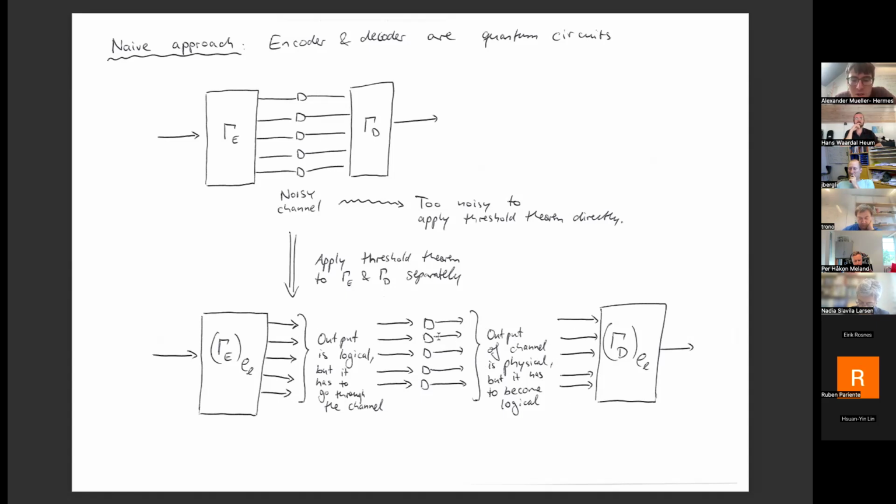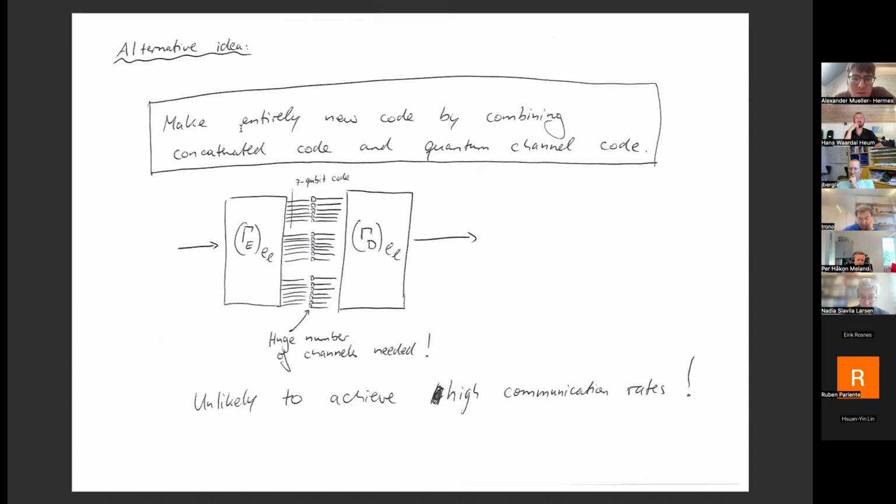If you use 7 to the L qubits, maybe what you could also do is make an entirely new code by combining the quantum channel code and the concatenated code, but you would need a lot of channels to do this, right? The number of qubits that the concatenated 7-qubit code uses is exponentially large in the level. So this is unlikely to be achievable with high communication rates. In particular, if you want to make the overall error as small as you want, you would have to increase the level, which means your number of channels has to scale even more, and you cannot get a non-zero rate this way. At least when we tried it, we were not able to go this way.